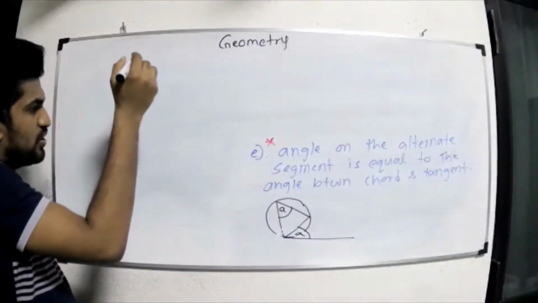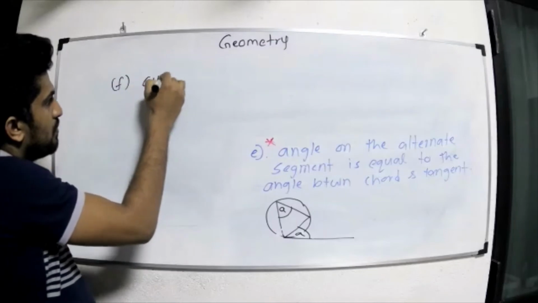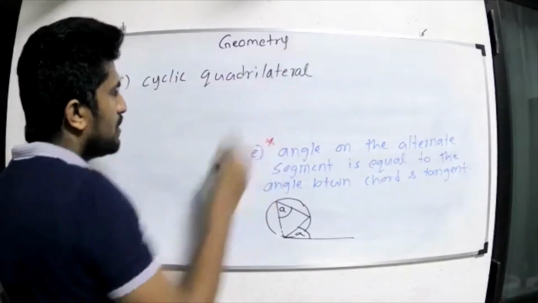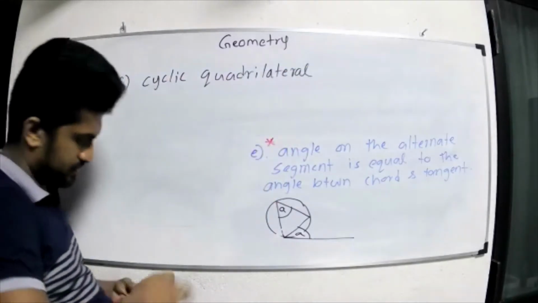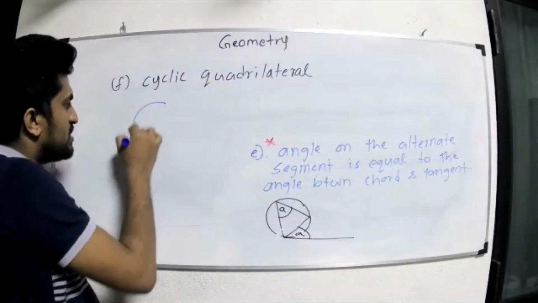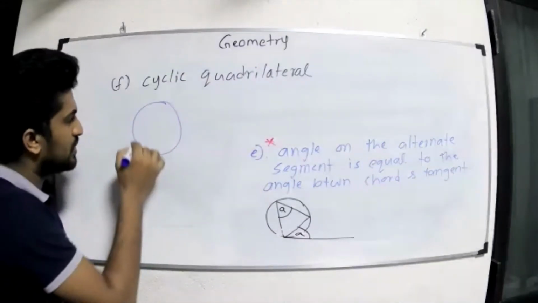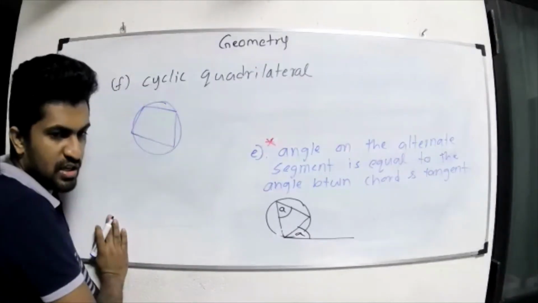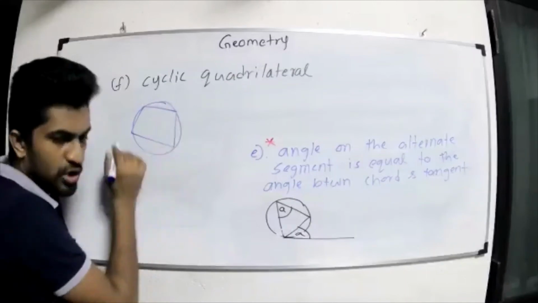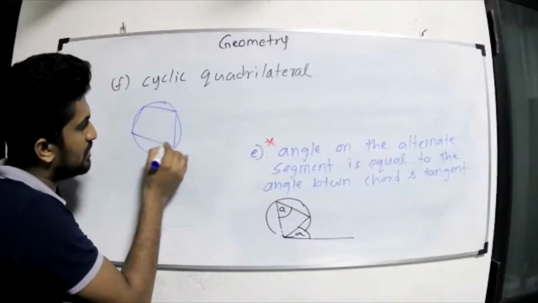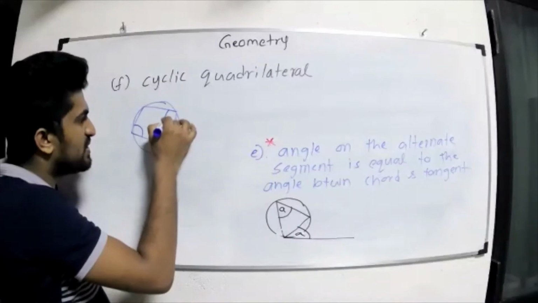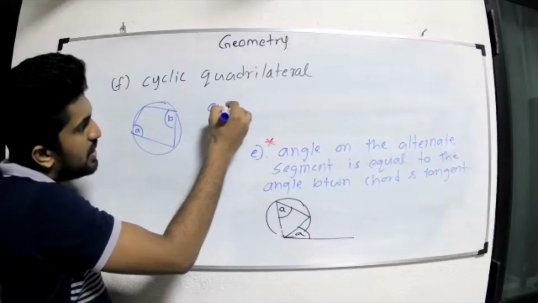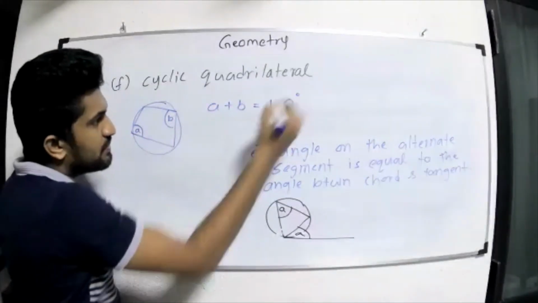Next one is cyclic quadrilateral. Cyclic quadrilateral means a quadrilateral whose vertices touch the circumference of a circle. It is like this. The quadrilateral which touches the circumference of a circle, we call a cyclic quadrilateral. In a cyclic quadrilateral, opposite angles add up to 180. If this is A and this is B, A plus B equals 180.